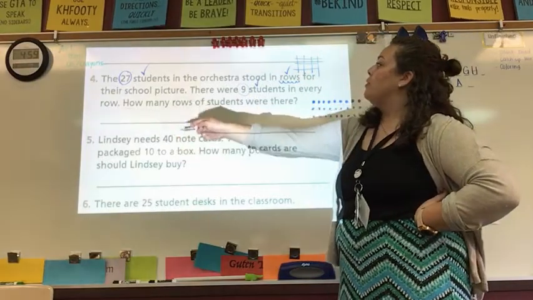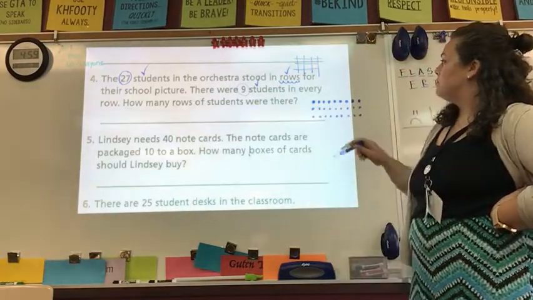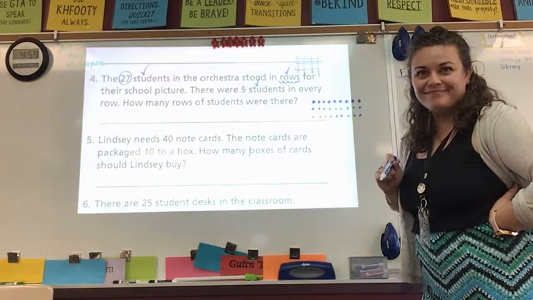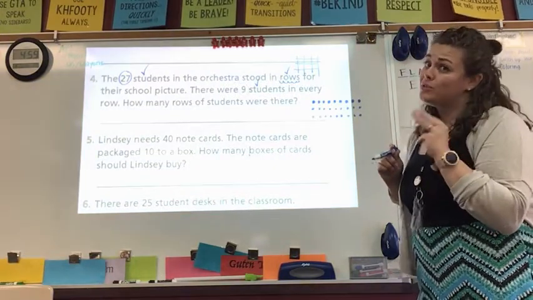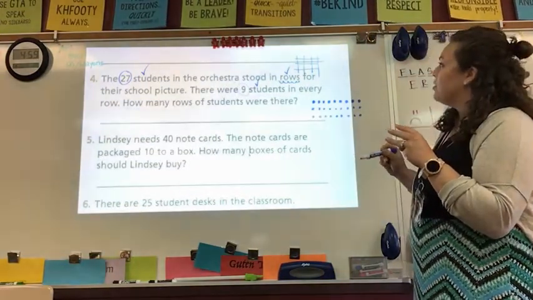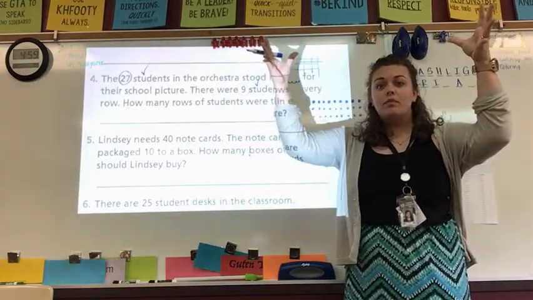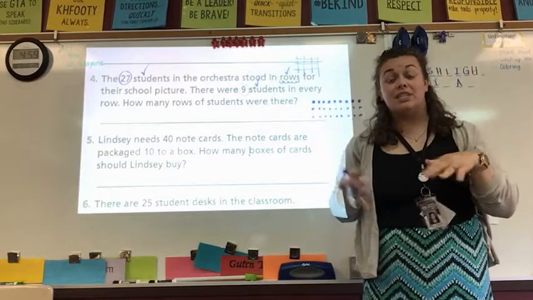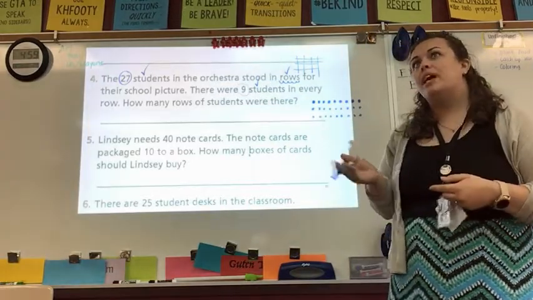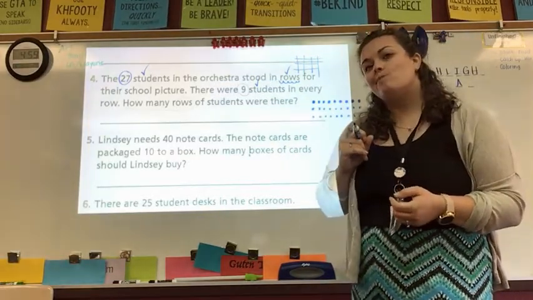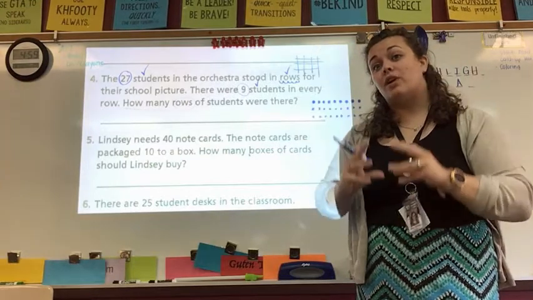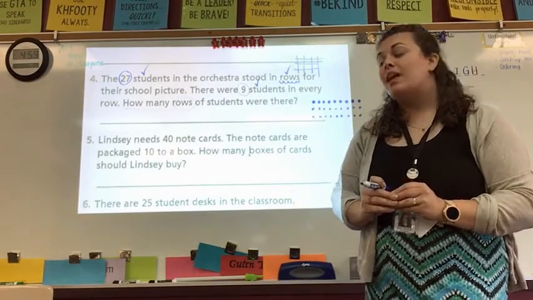Their question, read the question with me, it's that last sentence. How many rows of students were there? How many rows did we create? 3. So we know our answer is rows, but we need to think about if we started with 27, a big number, and we split it into rows and got a small number, would we be multiplying or dividing? If I started big and I shrunk down, that's going to be division.